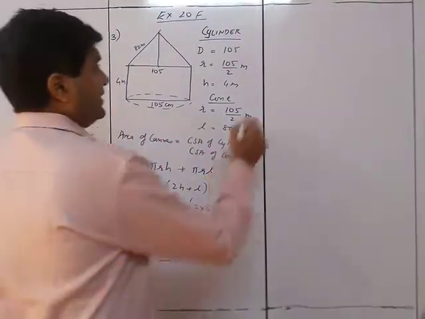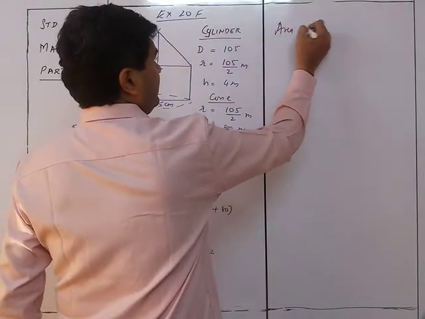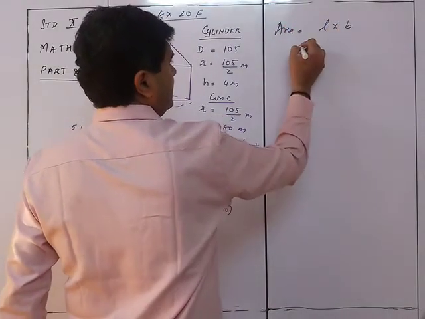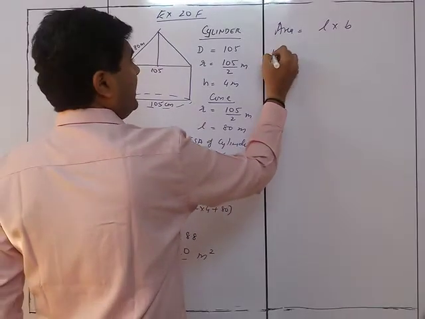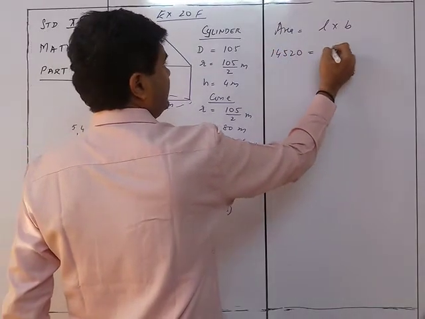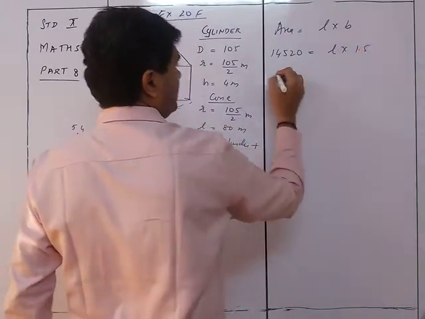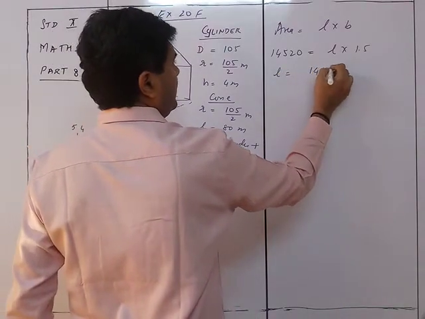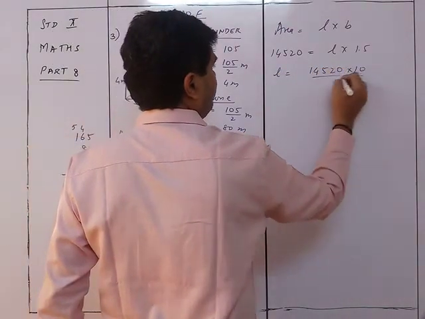So now we know that the area is equal to length into breadth. So it is going to be 14520 is length into 1.5. So length will be 14520 into 10 upon 15.